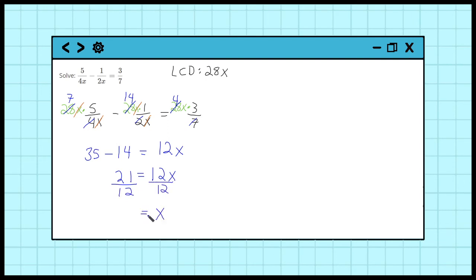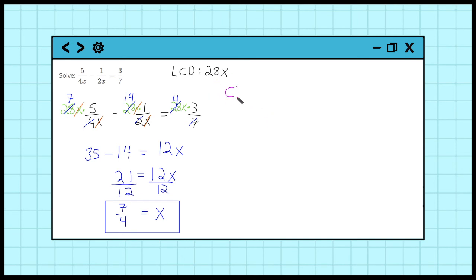And I do want to simplify this answer. So 21 and 12, I can divide both of those by 3. So that's 7 over 4. Now, before we write down our answer in the homework system, we do want to double check that it works. That's one of the weird things about rational equations, is that we sometimes get answers that don't work. So we always want to plug it back into the original version of the equation and check it.